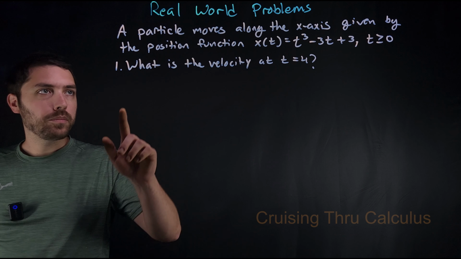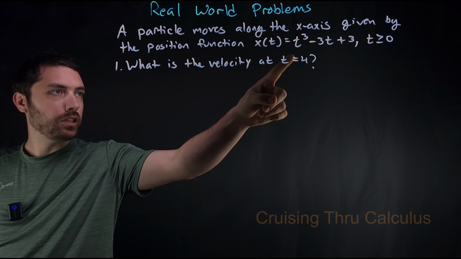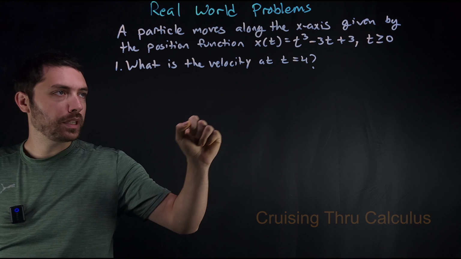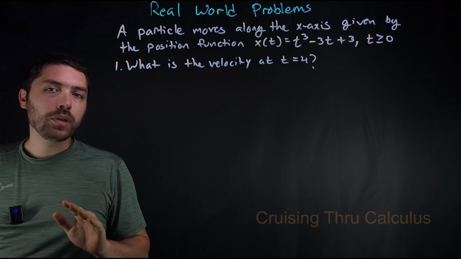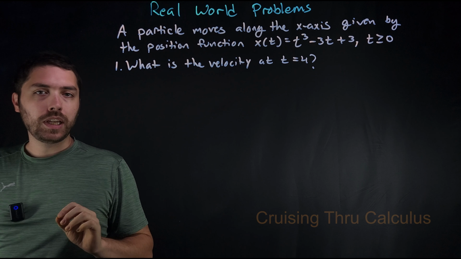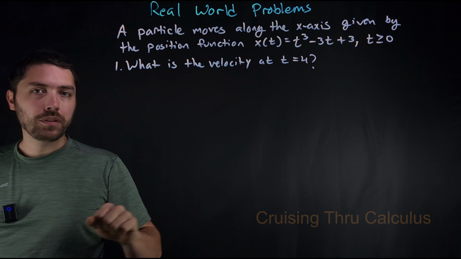Our first problem says, a particle moves along the x-axis given by the position function x of t equals t cubed minus 3t plus 3, and t is greater than or equal to 0. Now, it doesn't say it up here, but we are going to be measuring this in meters and seconds. And the only reason I'm not writing it down is just so I can get extra room down here.